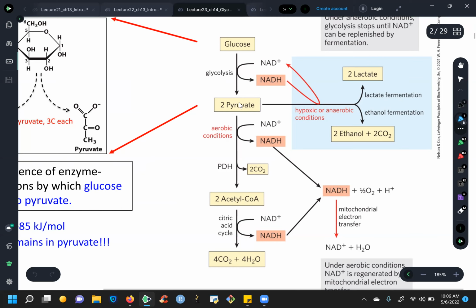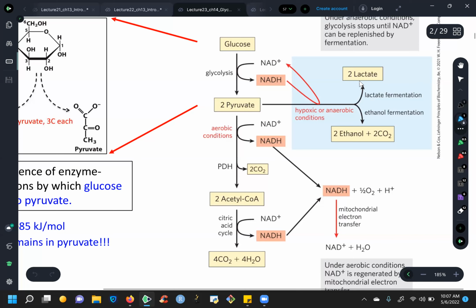Now, if we have hypoxic, which means low oxygen, or anaerobic, no oxygen conditions, then pyruvate would take this route. So lactate fermentation, so you would make 2 lactates. This is what happens to us if we do a lot of exercise. For example, if we're running and we use up all of our ATP, eventually we wouldn't have any more O2 to be the final electron acceptor. So we would go on lactate fermentation.